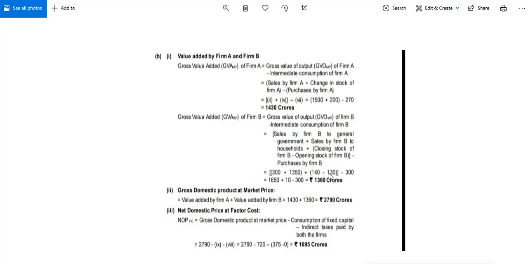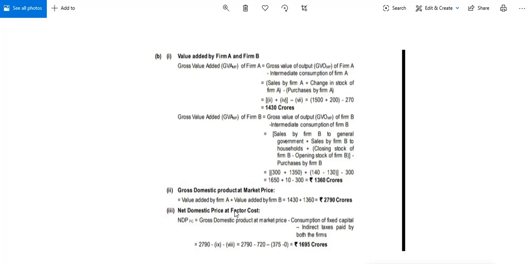Similarly, to find out change in stock, the change in stock is not given directly. Therefore, closing minus opening is the difference or change, which is 10, minus purchases. Purchases affected by firm B is 300. So when you add together, that is 1350 plus 300 results 1650. The difference between 140 and 130 is 10, that must be added. So 1660 minus 300 results 1360 crore rupees, which is nothing but the value added of firm B.